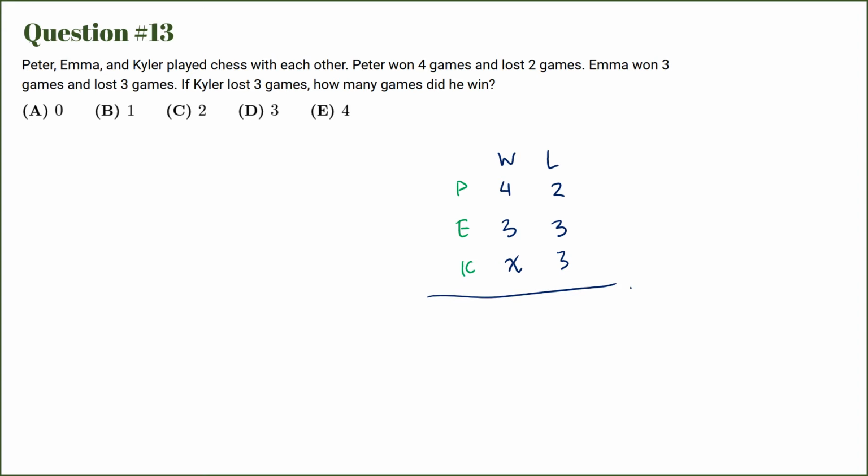So the total number of losses has to be equal to the total number of wins, because for every win there is a loss and for every loss there is a win. So the total number of losses here is 8, and the total number of wins here is 7 plus X. So if 7 plus X equals 8, then X has to equal 1. So Kyler won 1 game, B.